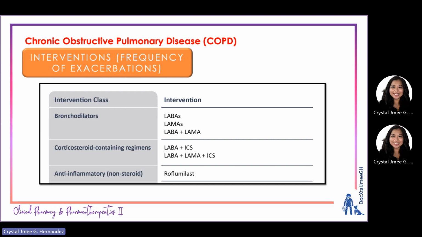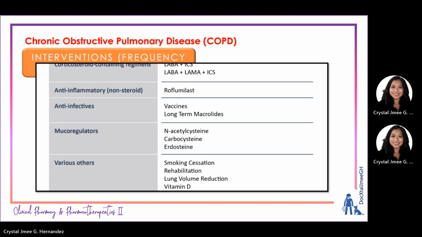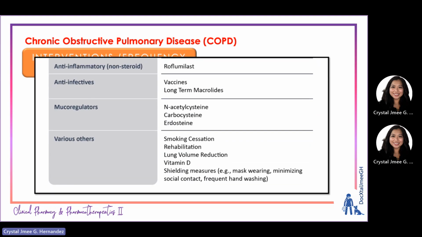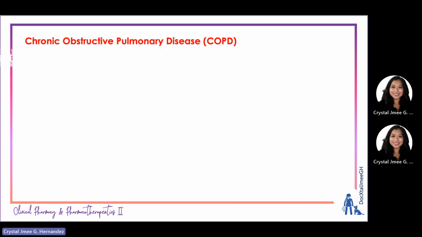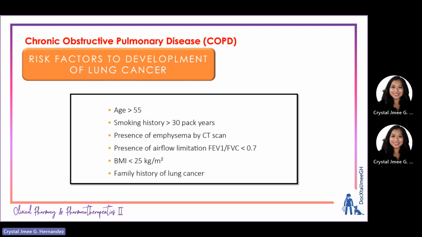So we have bronchodilators, we have corticosteroid containing regimens, anti-inflammatory, which is non-steroid, you have roflumilast, anti-infectives, we also have vaccines and long-term macrolides, mucoregulators, and acetylcysteine, carbocysteine, erdosteine, and various other factors such as smoking cessation, rehabilitation, vitamin D, as we all know, and then shielding measures like wearing face masks and the like. So these are the risk factors to development of lung cancer.